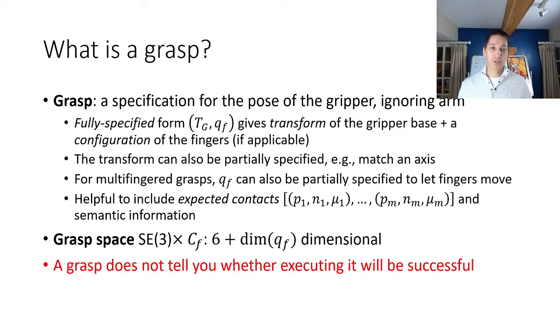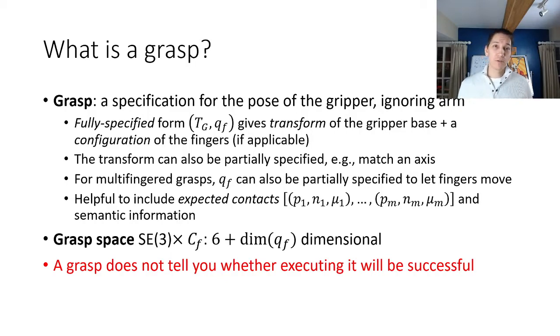For certain types of objects, we may want to only partially specify, for example, the transform. In this case, for example, if we knew that we were trying to grab a mug, maybe we only care that we're trying to grab it around this axis, and we can grab anywhere along that axis. For multi-fingered grasps as well, we may also partially specify the finger configuration to let the fingers move. So if I want to pick up an object, for example, I could say, well, you need to have your fingers touching at this location, but I don't care exactly how your fingers are going to be configured.